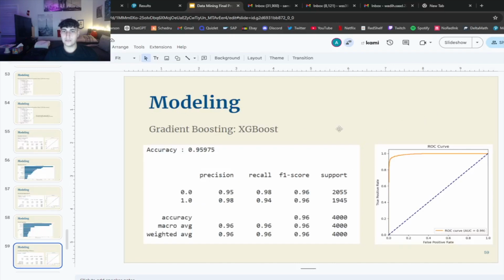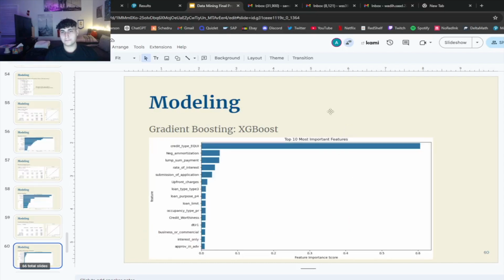Here we have the gradient boosting model, which comes in at a 0.959 accuracy rate, as well as the ROC curve again. And for the gradient boosting model, most important features, we have credit type equity again at number 1, then neg amortization, lump sum payment, rate of interest, and so on. And credit type equity comes in at 0.6 on the feature importance score.